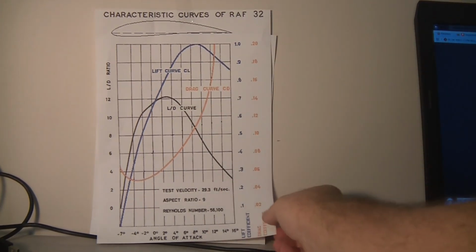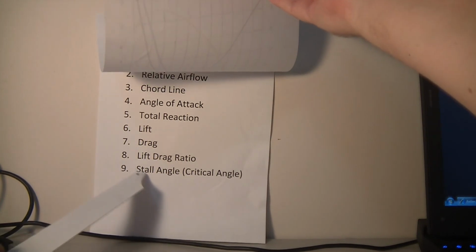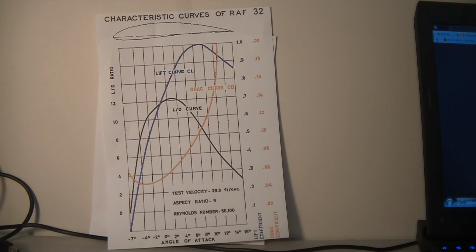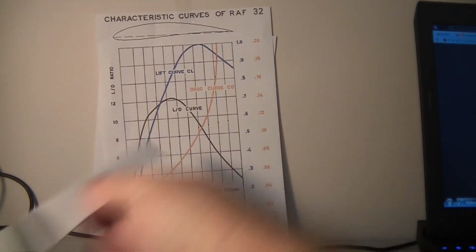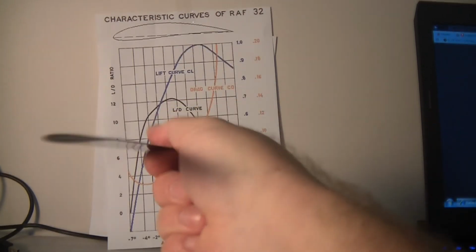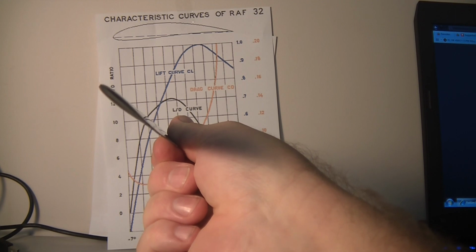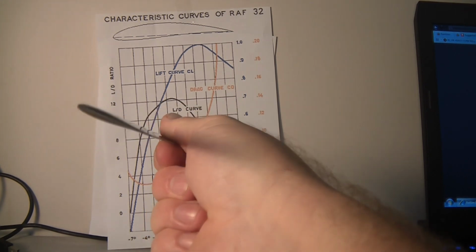And the final thing I need to discuss here is the stall angle, the critical angle. It's not really something that we encounter with our helicopters, but it is important to understand that once you move beyond a certain angle, you're not going to get increased lift anymore. You're actually going to get reduced lift.